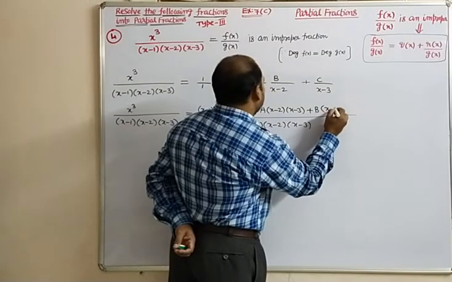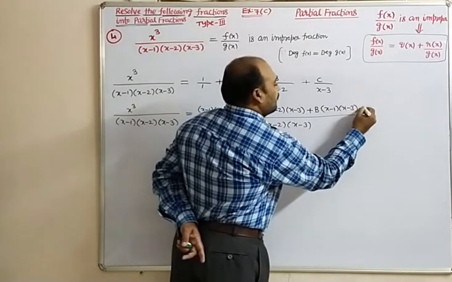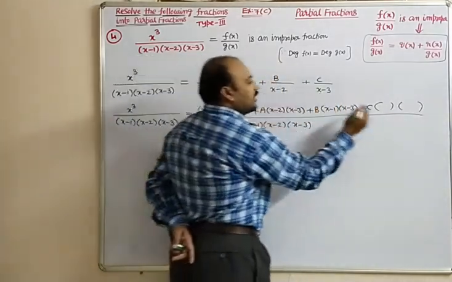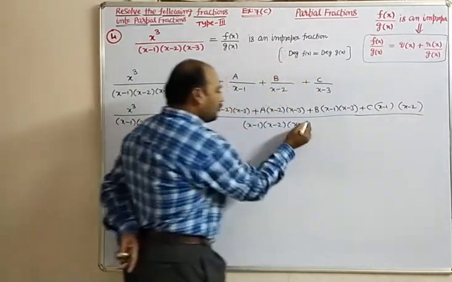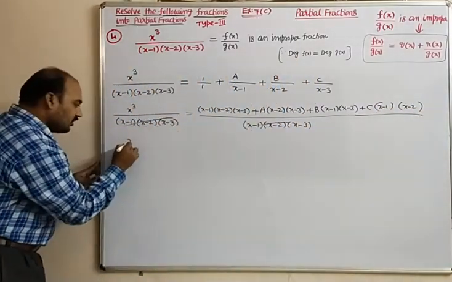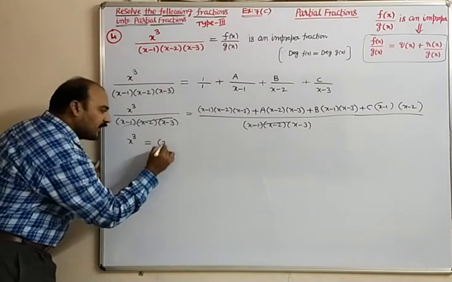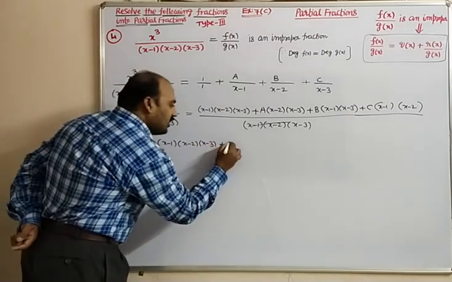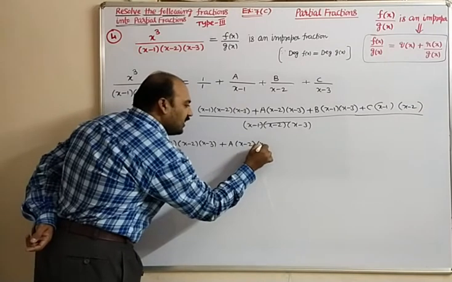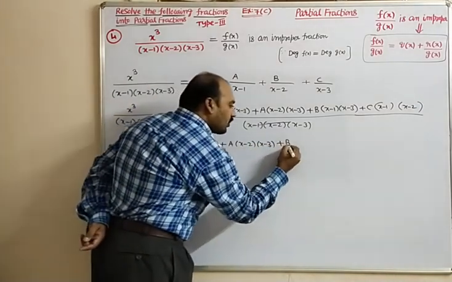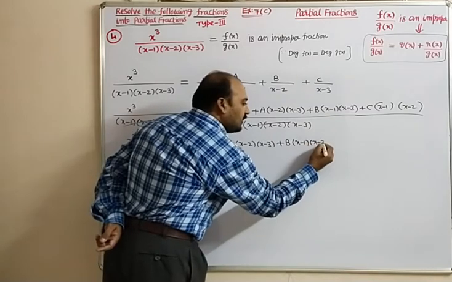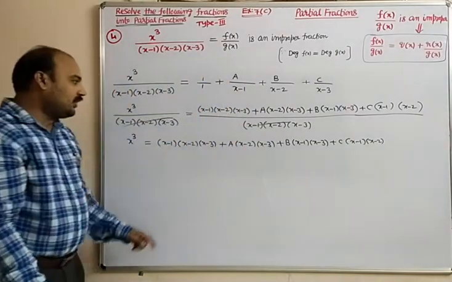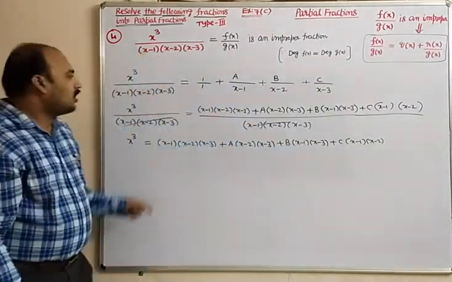So (x minus 1)(x minus 3) plus capital C into, except x minus 3, (x minus 1)(x minus 2). On both sides the denominator is going to cancel. x cube equals (x minus 1)(x minus 2)(x minus 3) plus A into (x minus 2)(x minus 3) plus B into (x minus 1)(x minus 3) plus C into (x minus 1)(x minus 2). Now to get the values of A, B and C, what are the linear factors here?